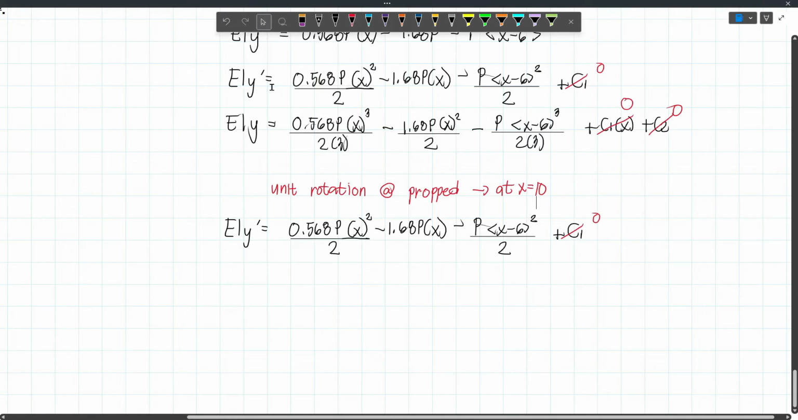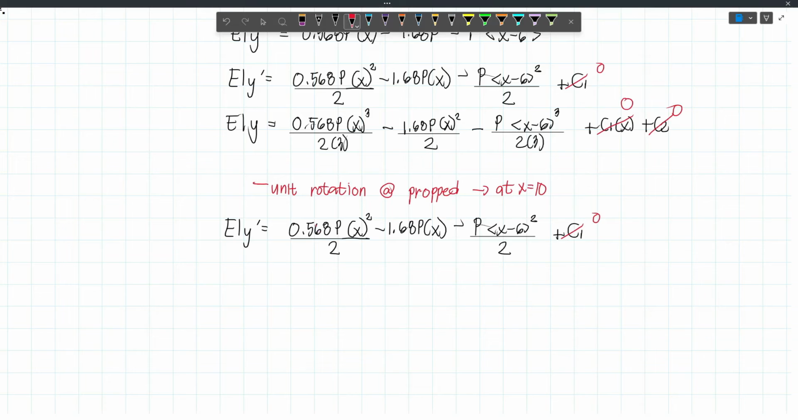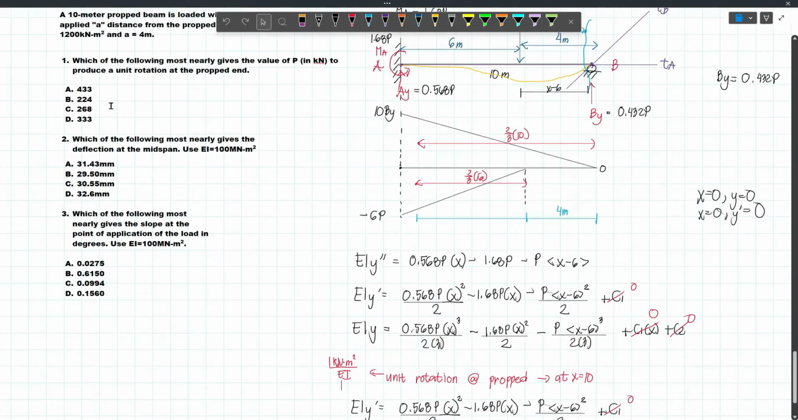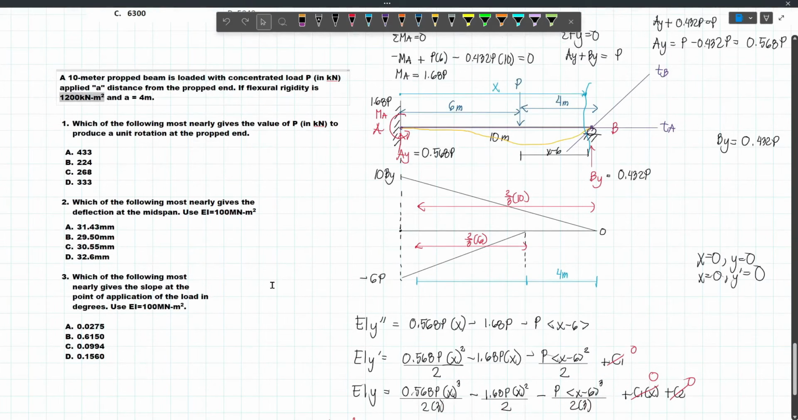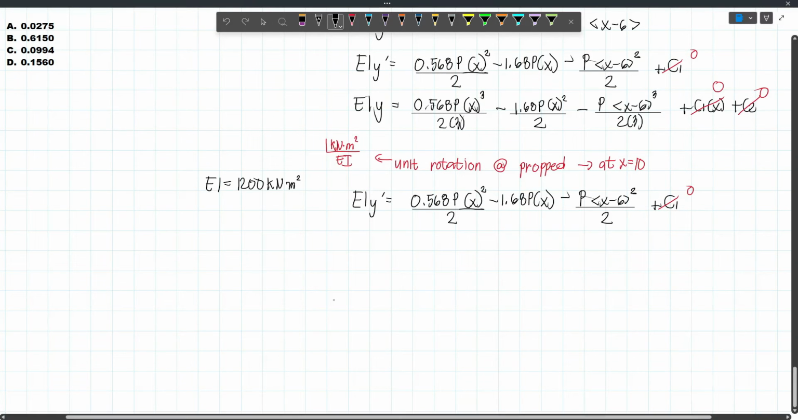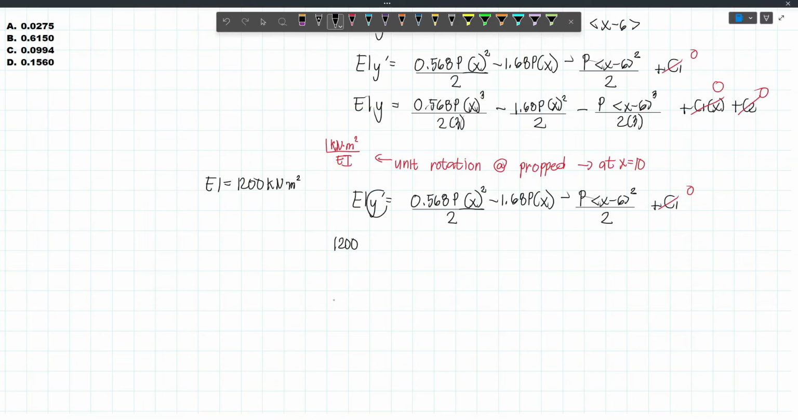And so the first thing to do is substitute into this y prime, we list 1. Again, 1 unit rotation means that 1 kN·m squared over EI is our rotation. And so for this EI, we substitute the given value, which is 1200 kN·m squared. So we write EI is equal to 1200 kN·m squared. So we list 1200, and then for this y prime we list 1.